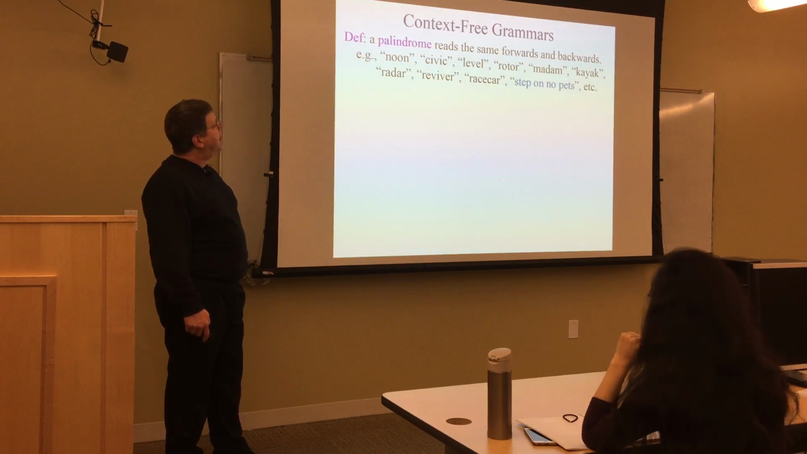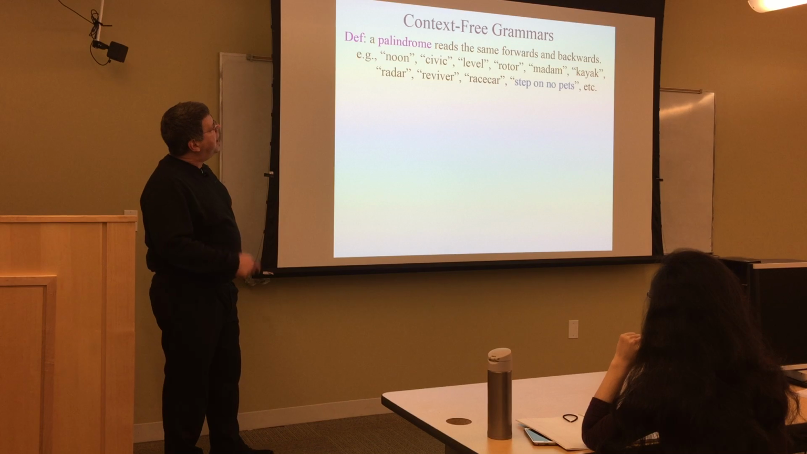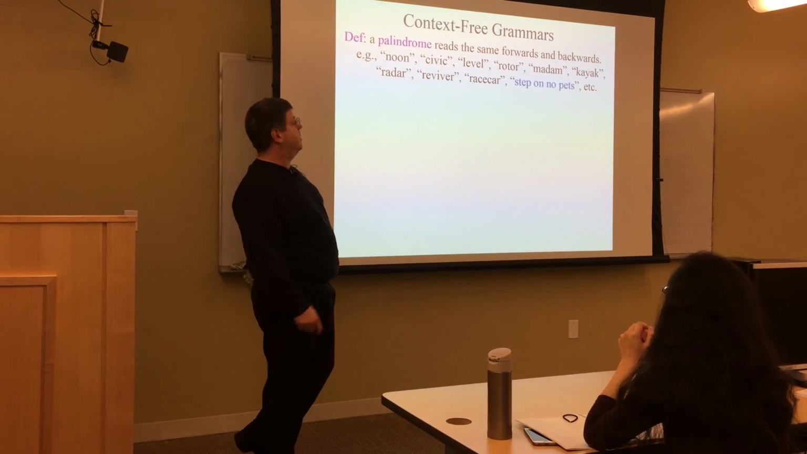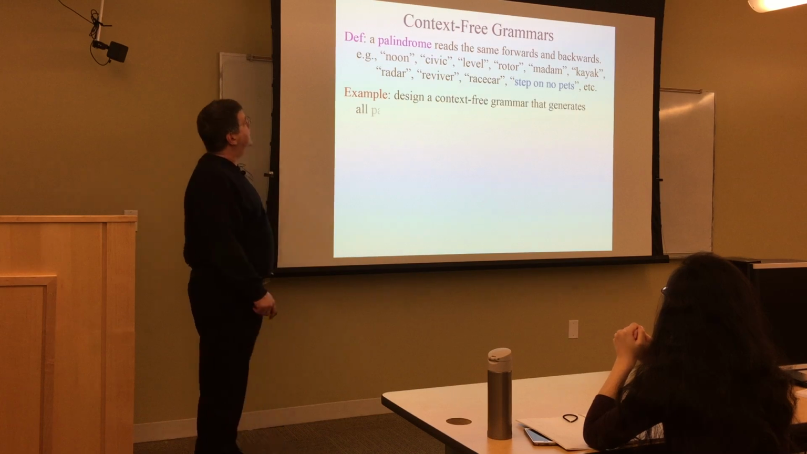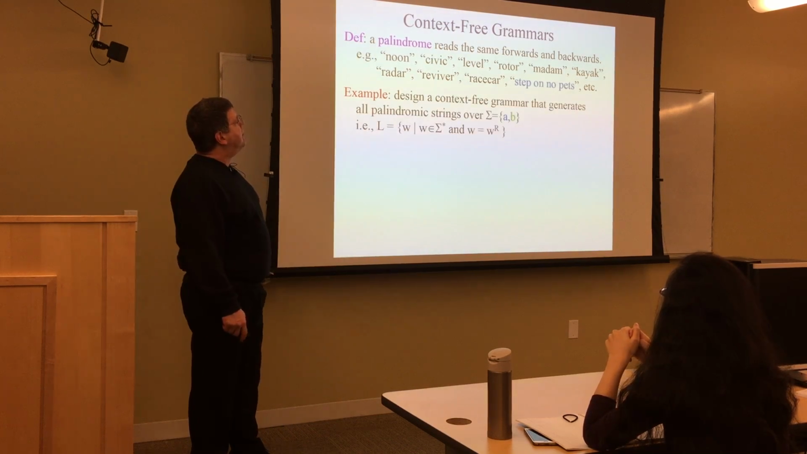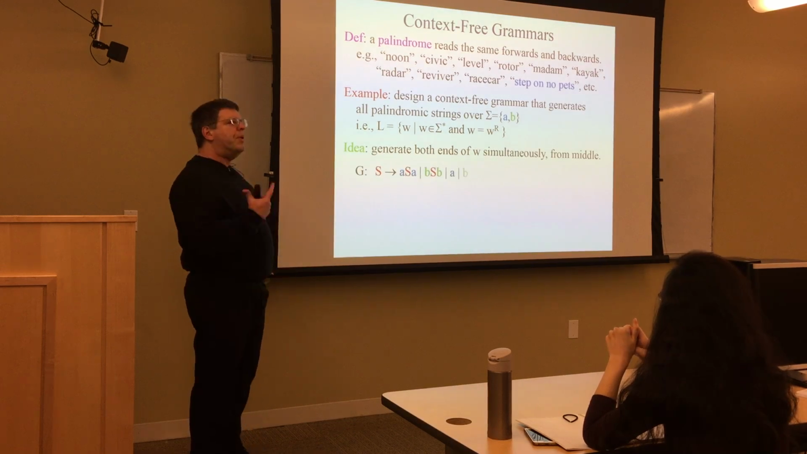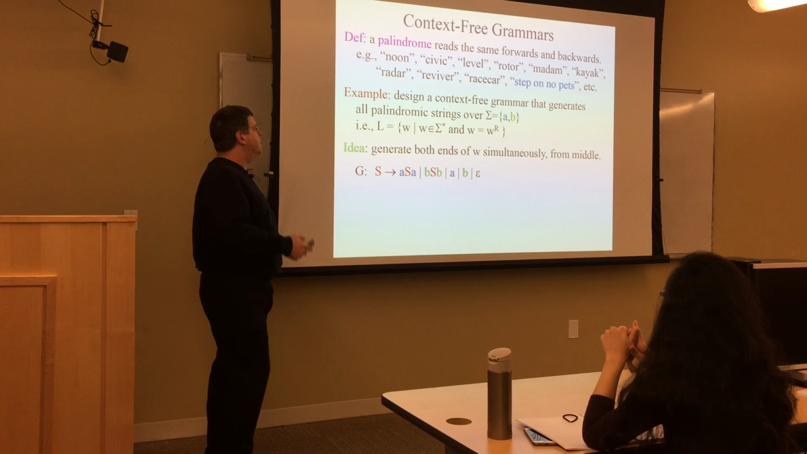Okay. So here we're talking about the palindromes. So these words are all palindromes. Step on no pets, interesting. It reads backwards the same as forwards. Try it. So how would you design a grammar that generates such strings? Not too hard. Basically you generate both ends around the middle, making sure that both ends are the same.